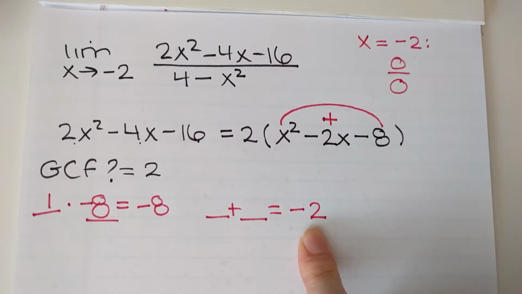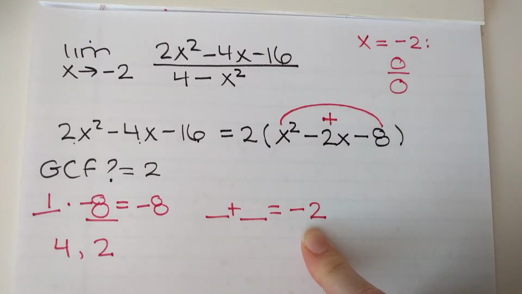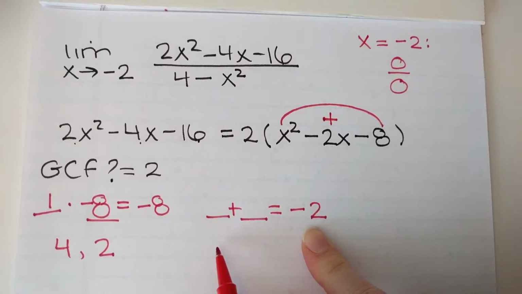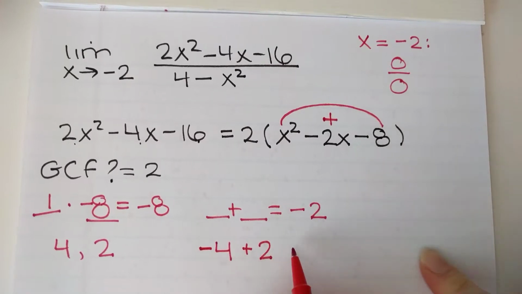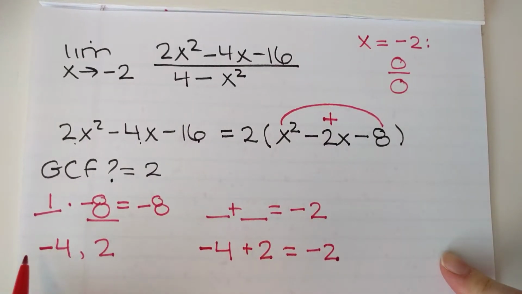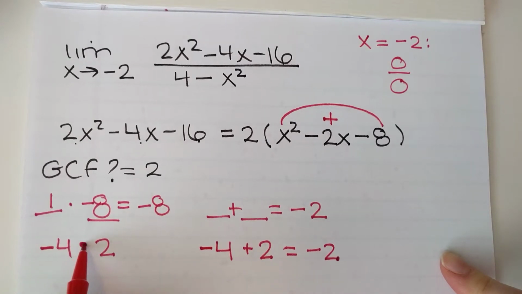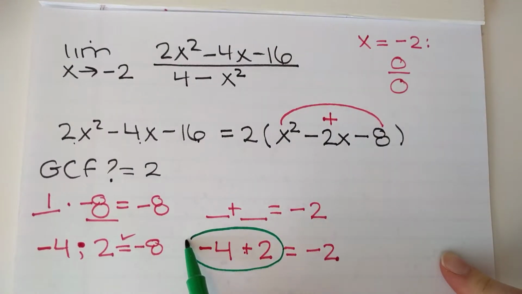So trying different combinations, we would get 4 and 2. If we take 4 times 2, that could give us a -8 depending on the sign. And if we take -4 plus 2, that gives us the -2 that we need. And we just go over here and verify. If I take -4 times 2, I do get the -8 that I need. And if I add them together, I get the -2. So that tells us that -4, 2 is going to be our winning combination.